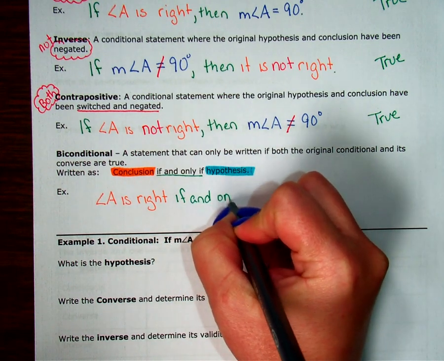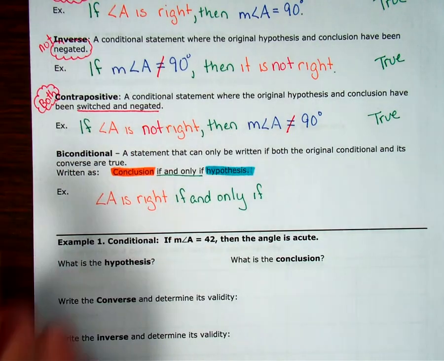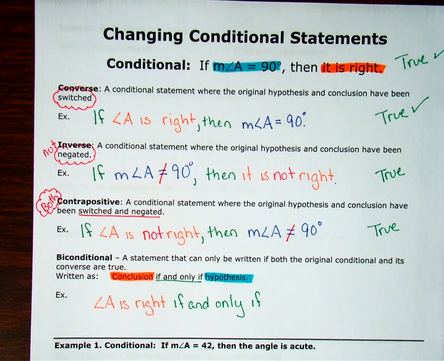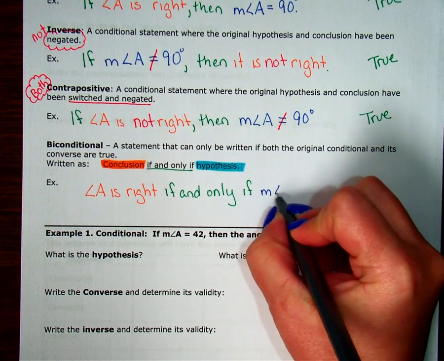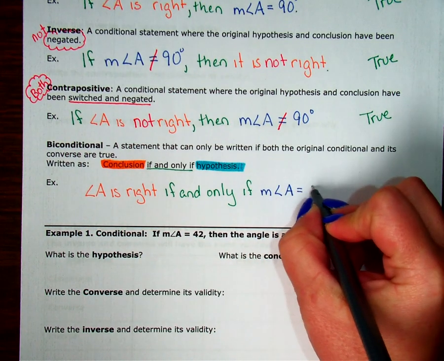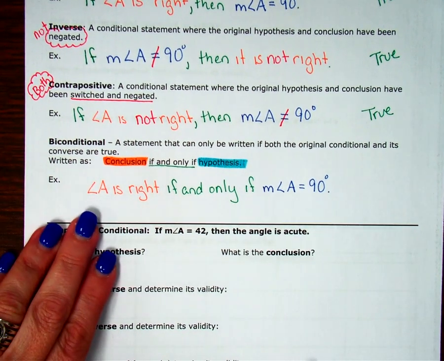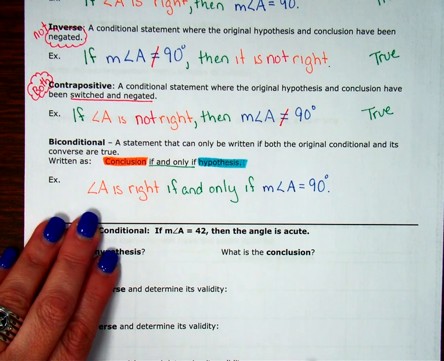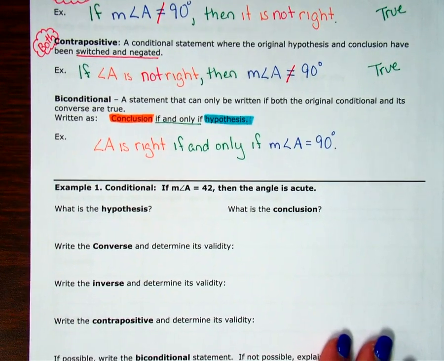It's the only way angle A can be right. If and only if. And then my hypothesis, remember my hypothesis was the measure of angle A is 90. So angle A is right if and only if the measure of angle A is equal to 90 degrees. Okay, so that's my biconditional statement, and remember you can only write this one if the original and the converse are both true. Okay? All right, so let's look at this first example.